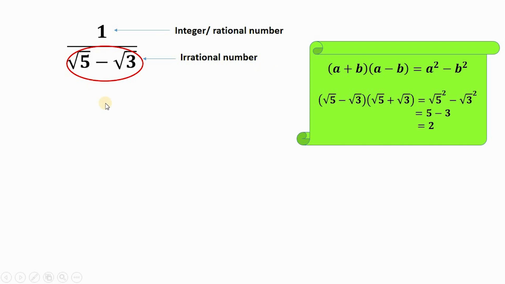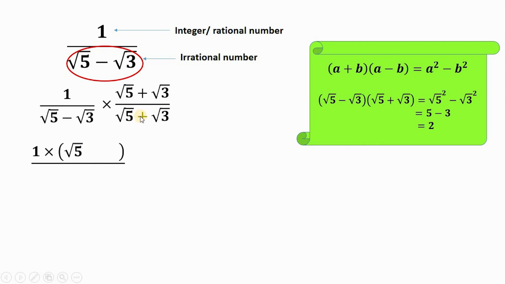Therefore, here we'll multiply both the numerator, that is 1, and the denominator, root 5 minus root 3, by square root of 5 plus square root of 3. So you multiply the numerator 1 into square root of 5 plus square root of 3, and the denominator becomes, as we have already calculated, square root of 5 minus square root of 3 into square root of 5 plus square root of 3, which is root 5 square minus root 3 square. That is, we are using the algebraic identity here.